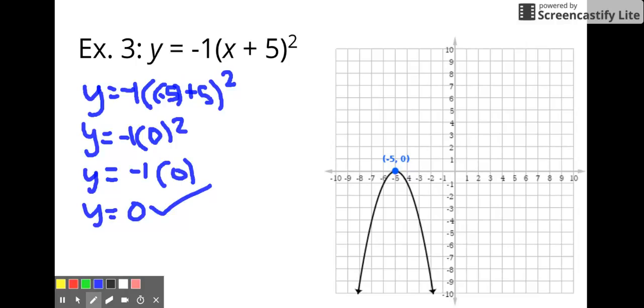method. One of the biggest things to remember when you're solving by square root method is to not forget the plus or minus.